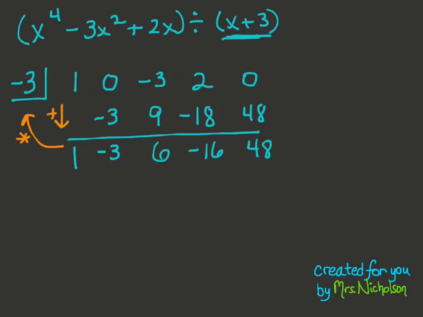Now, in this problem, I started with a power of 4, and I divided it by a power of 1. And when I divide x to the 4th by x to the 1, I end up with x to the 3rd. And so my one coefficient down here on the bottom is going to be the coefficient on x to the 3rd. And then I have minus 3x squared plus 6x minus 16 for a constant term, and then plus 48 is my remainder, and it's 48 divided by x plus 3. And so that polynomial would be your final answer.